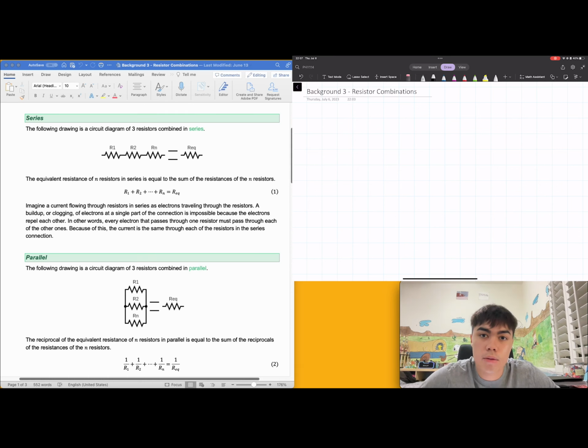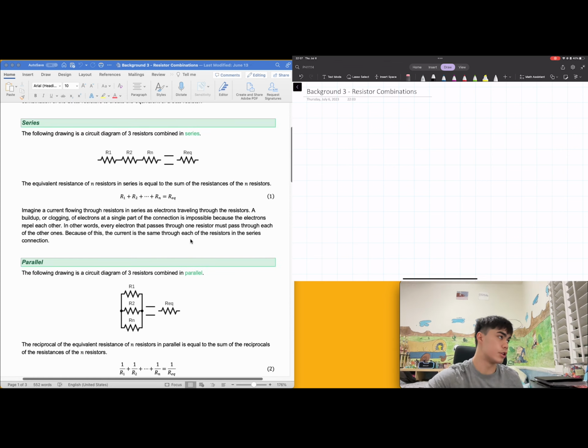Hey guys, so today we're going to go over resistor combinations. The first thing to cover is resistors in series.